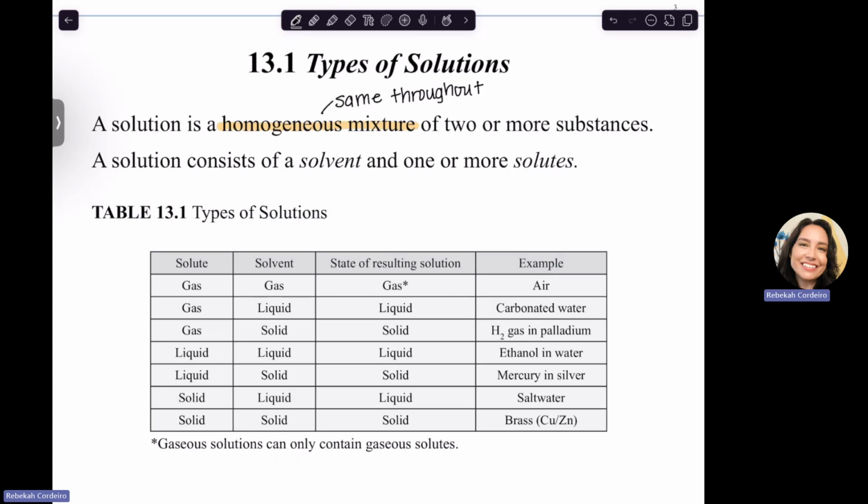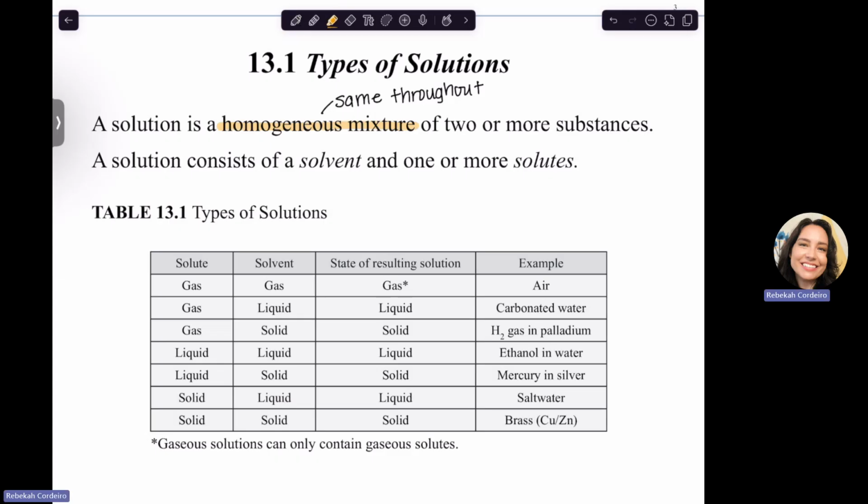Homogeneous is the same throughout, versus heterogeneous would be like different pieces. A pizza is heterogeneous because it's got different layers and there's different things on it. A salad, heterogeneous, right? Homogeneous is the same throughout.